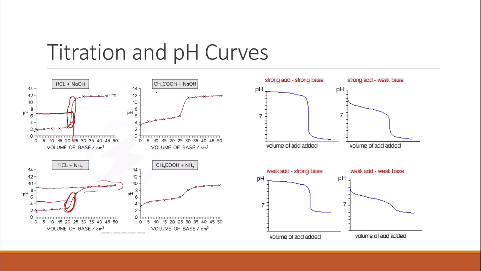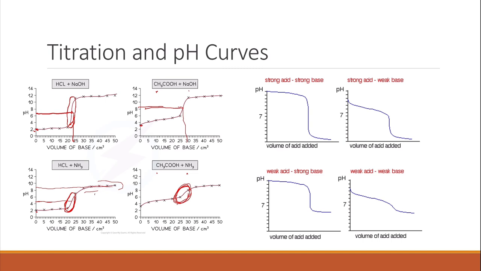And then if we use a weak acid with a strong base, it's going to be similar to the other one, but now we start at around 3 or 4, and the pH at the equivalence point here would be around 9. And finally, the weak acid with a weak base wouldn't have this massive change, so they don't have this vertical line if we use weak acid and weak base.